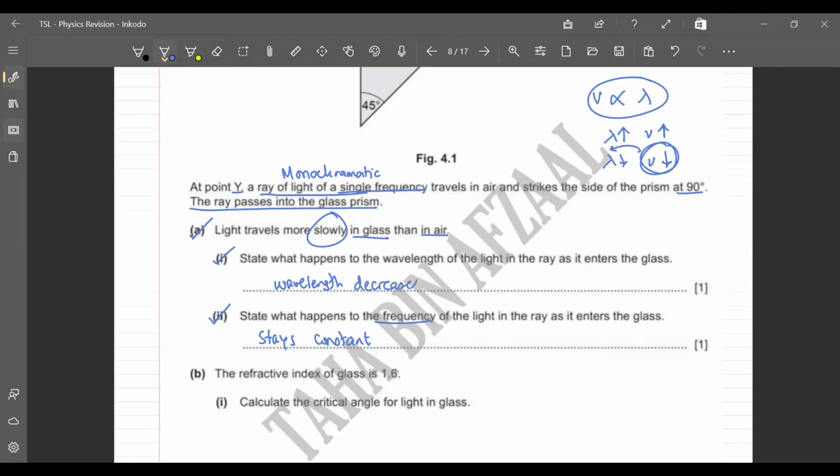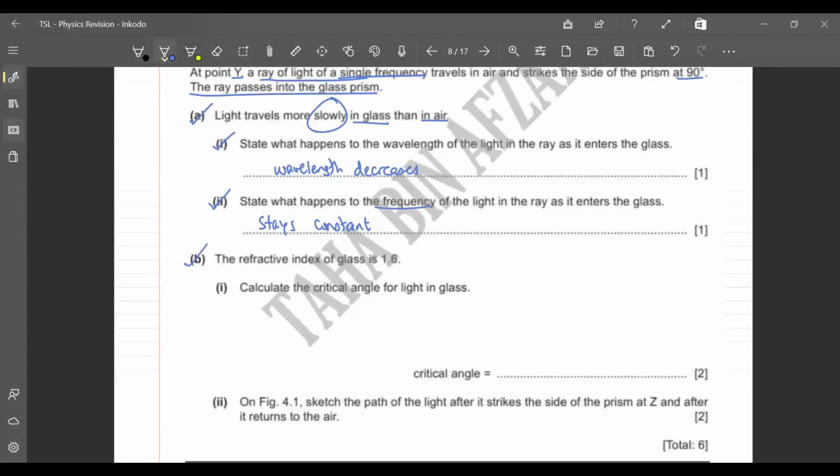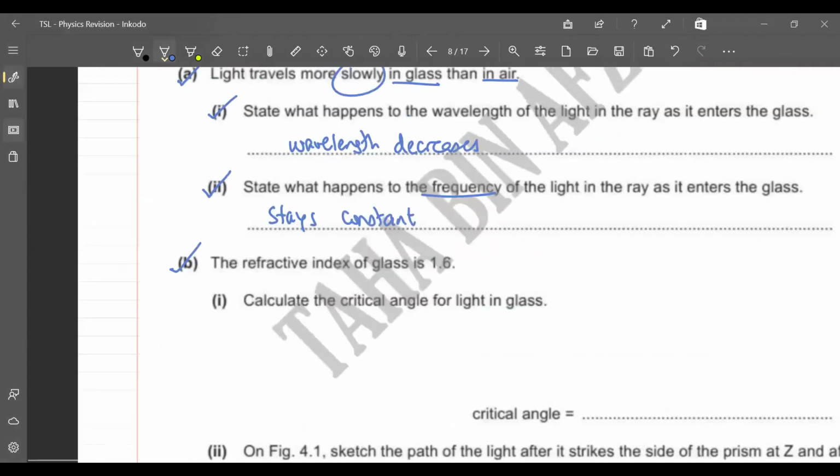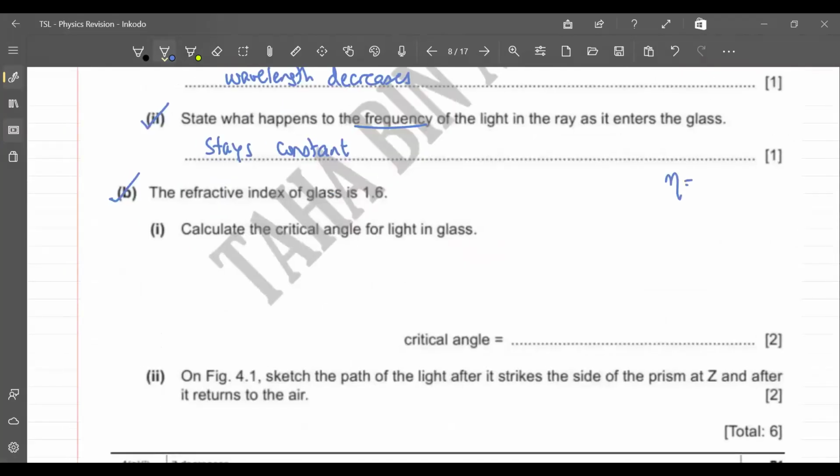Okay. Next is the refractive index. Now when we talk about refractive index, इसके चार फॉर्मूले लिख रहा हूं, प्लीज अभी नोट डाउन कर लो. Refractive index is sin i over sin r. When we talk about the second medium, we say that the refractive index is sin i upon sin r.